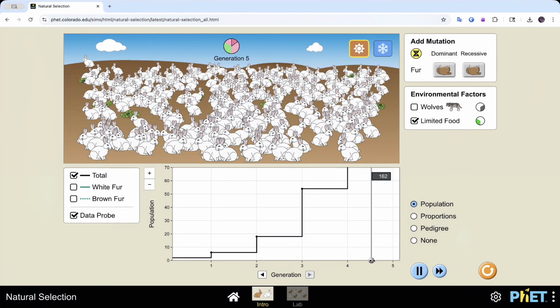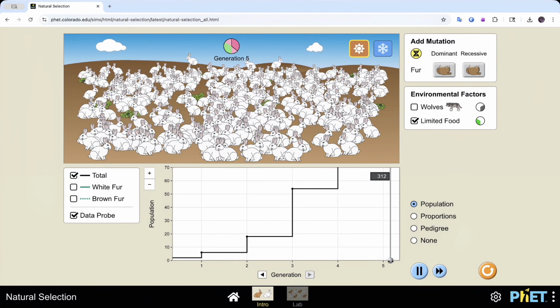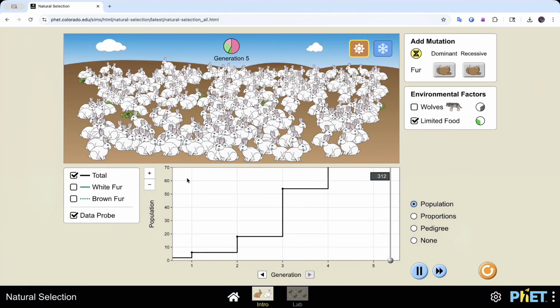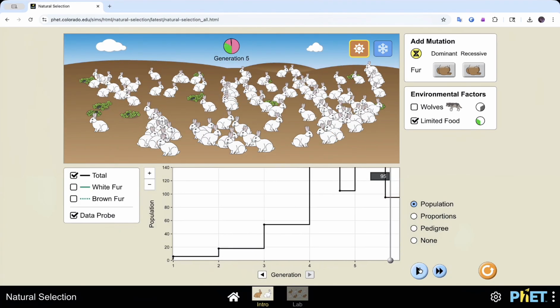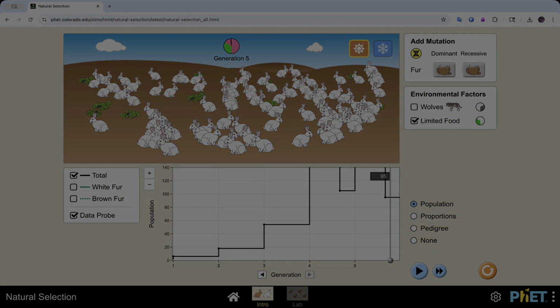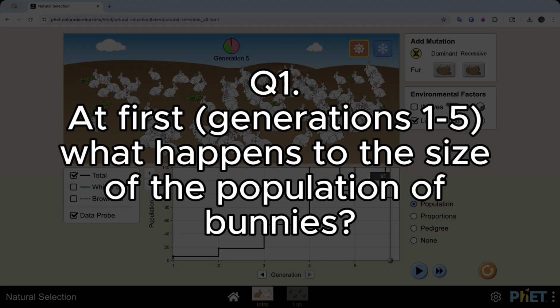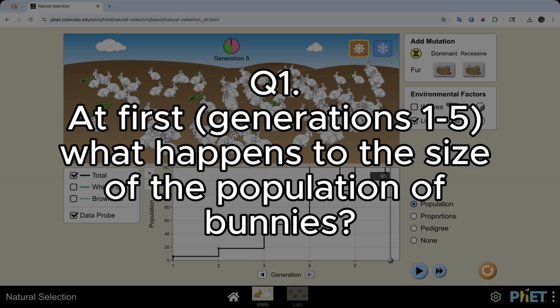If the graph looks too zoomed in, feel free to click the minus button to zoom out and see the full population over time. Here we are at Generation 5. I am going to pause the simulation here so we can take a look together. Here is our first question. During Generations 1 through 5, what happened to the size of the population of bunnies?